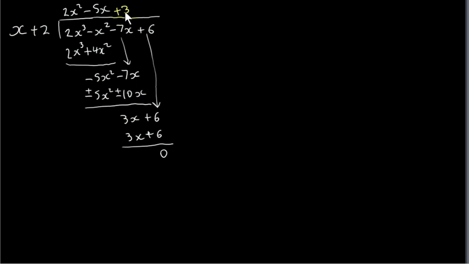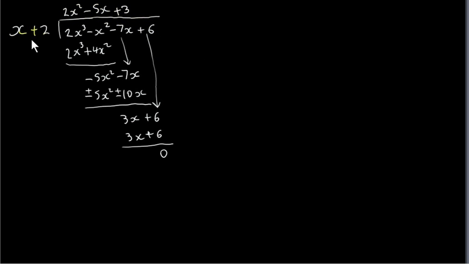X into 3x goes 3 times. 3 by x gives back 3x. 3 times 2 gives 6. The last step is to subtract, and we get 0. So that tells us that the remainder is 0. So in other words, x plus 2 is indeed a factor of this cubic polynomial. And the other factor of it, the quadratic factor, is 2x squared minus 5x plus 3.